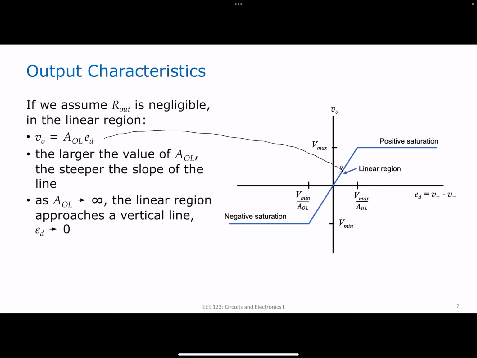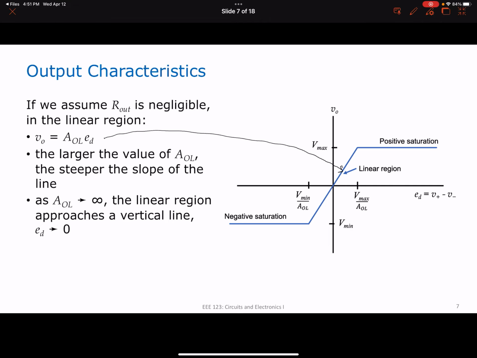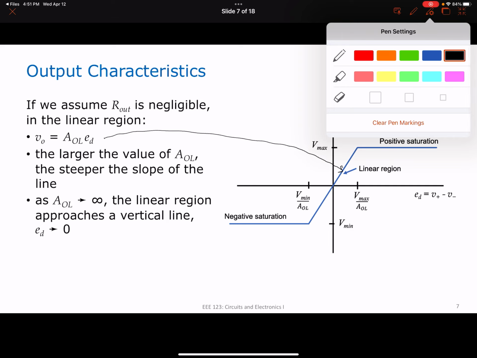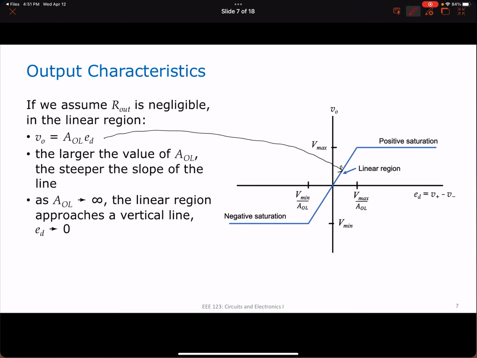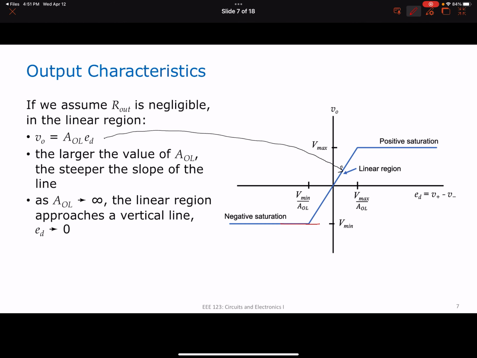Take note that the larger the value of A_OL, the steeper the slope of the line. In other words, if I increase A_OL, what's going to happen? My curve is going to look this way. So this is going to be for larger A_OL. By the way, A_OL is called our open loop gain. That's why the subscript is OL.